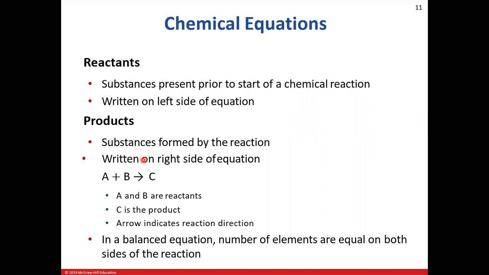Now, in a balanced equation, the number of elements are equal on both sides of the reaction. So, if we have so many molecules of water, we're going to be able to find in some way, shape, or form, if we have to convert them, the same number of hydrogen atoms and the same number of oxygen atoms that we started with on this particular side, depending on the type of reaction.